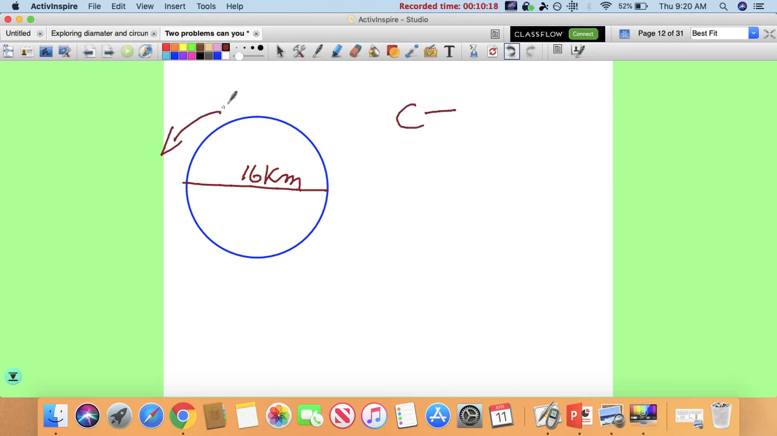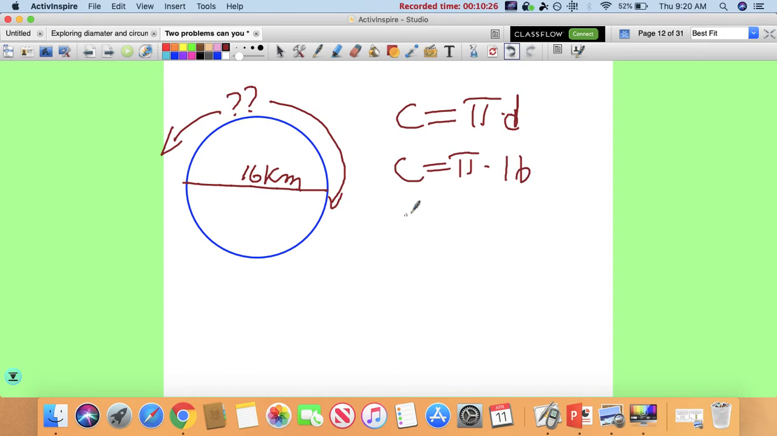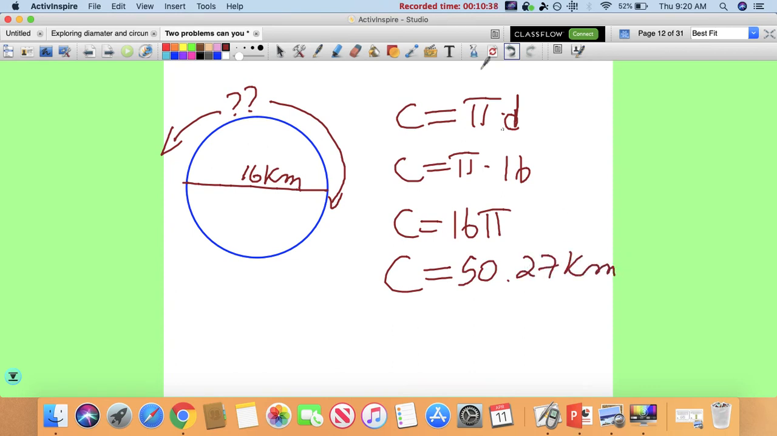18. So this is a big circle, 16 kilometers. And again, I need to find my circumference. To go around this huge circle, what would it be? C equals pi times 16. Let me rewrite it as 16 pi. In your calculator, just multiply it, and you're going to get 50.27 kilometers. Huge circle.